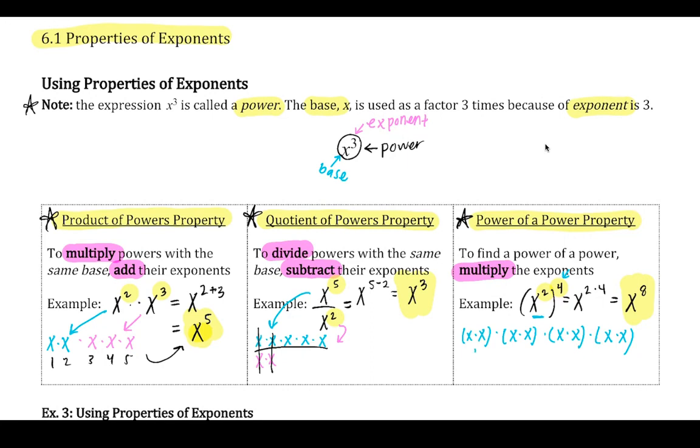So I have 1x squared, 2x squared, 3x squared, 4x squared. But now I can also just count my total x's to see what my final exponent should be. So I have 1, 2, 3, 4, 5, 6, 7, 8 x's being multiplied together, or x to the 8th power.